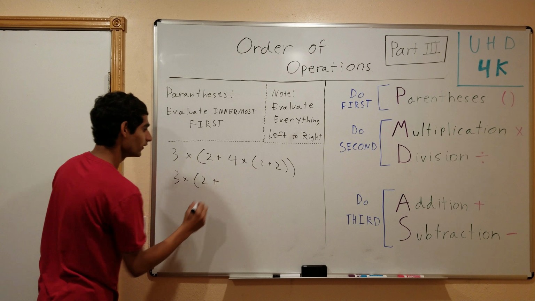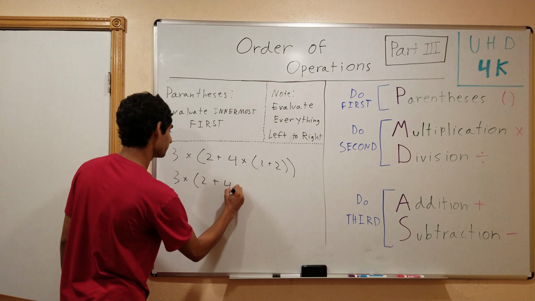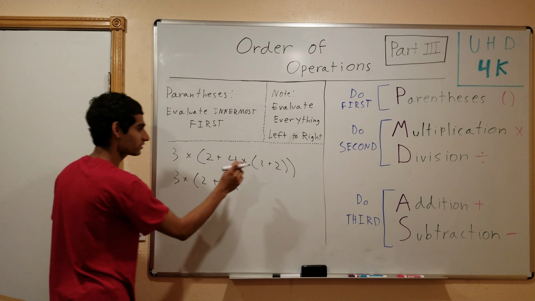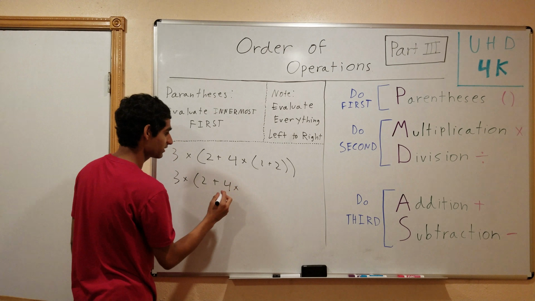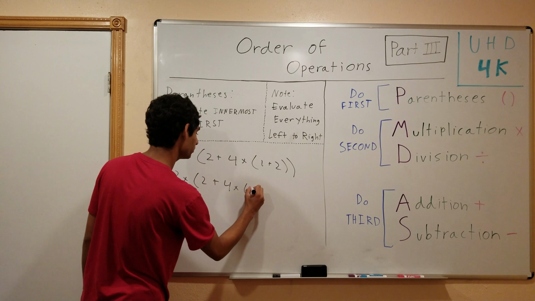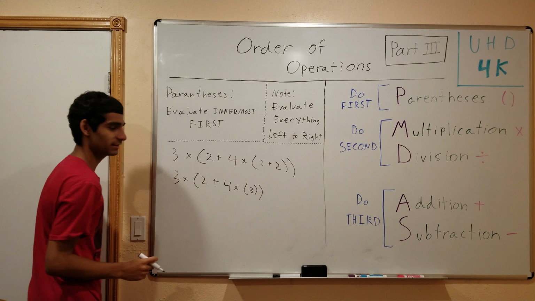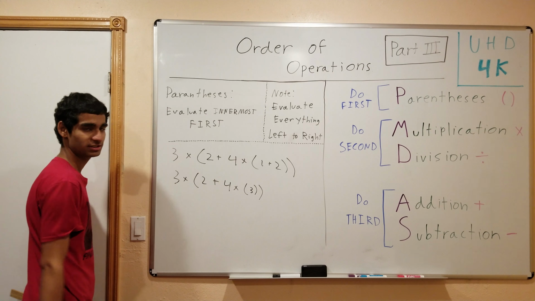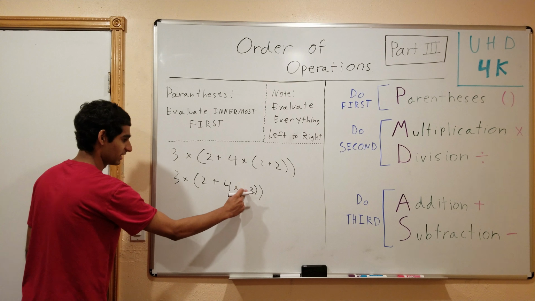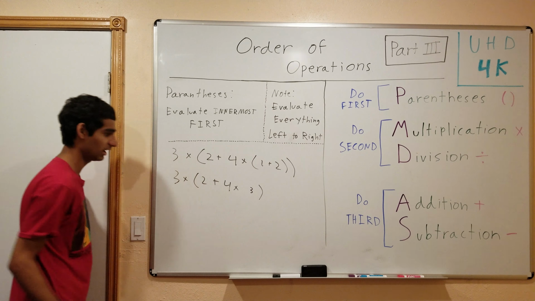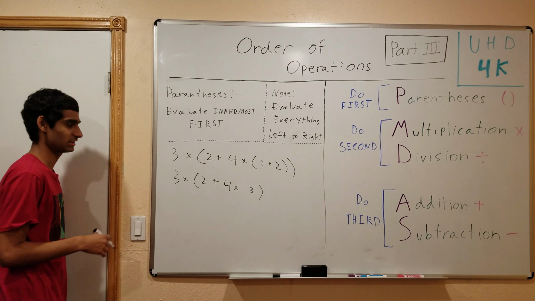2 plus 4 times. As you saw in the last video, we're just going to evaluate the stuff inside these parentheses first. What is 1 plus 2? 3. And I can take away these parentheses because there's only one number inside them. And now it's relatively straightforward, just a standard arithmetic problem.